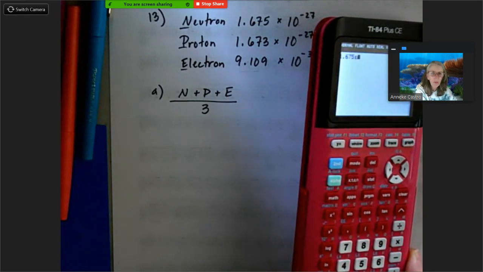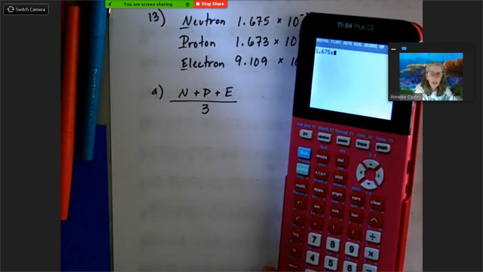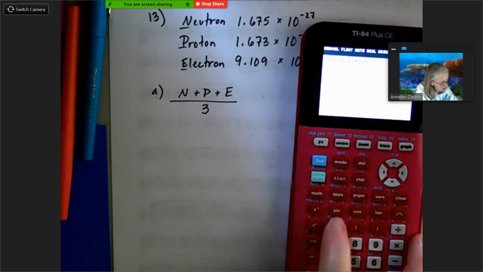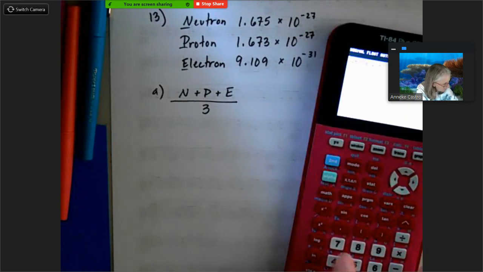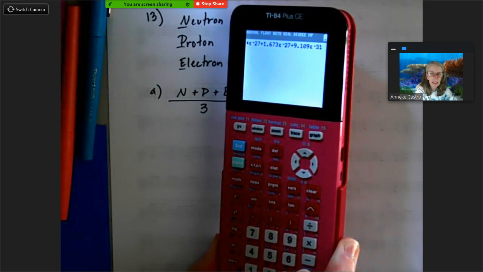Let's see if it's showing up. That gets you that capital letter E. Capital letter E, and then you just type the exponent, so negative 27. Okay, so I'm going to enter in the next one, which would be 1.673, second comma, negative 27, plus 9.109, second key comma, negative 31. So that gets me all three of them entered in scientific notation.